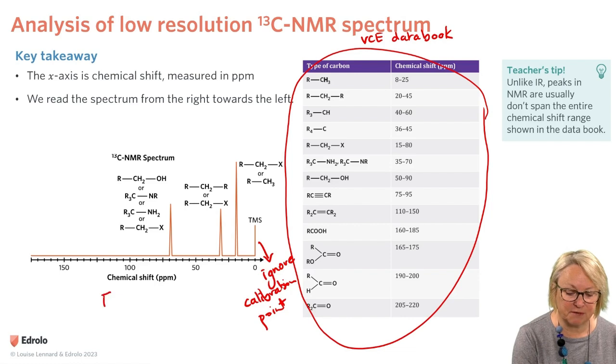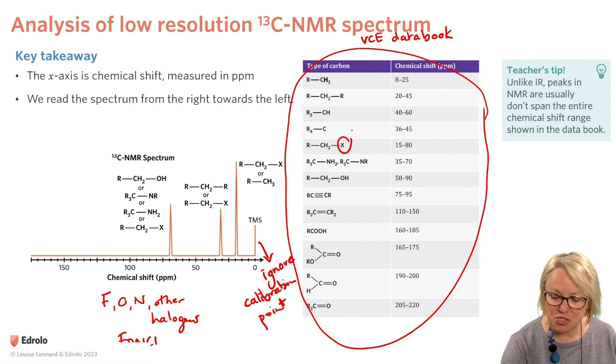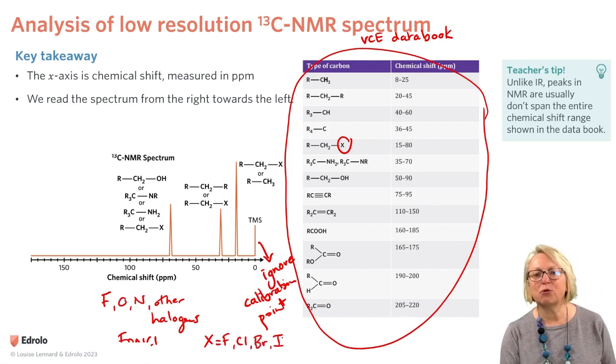So the presence of fluorine, oxygen, nitrogen and other halogens, or FON-Cl, shows the presence of an electronegative atom. Halogens are shown by X. So X can represent fluorine, chlorine, bromine or iodine, which are all electronegative. So we want then to match the peaks with the data in the data book.